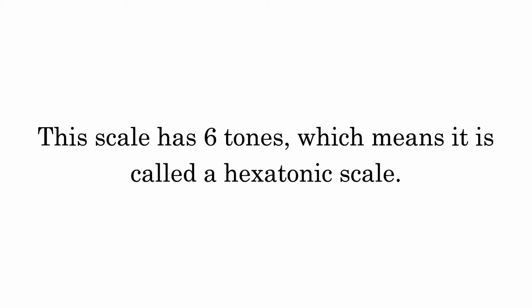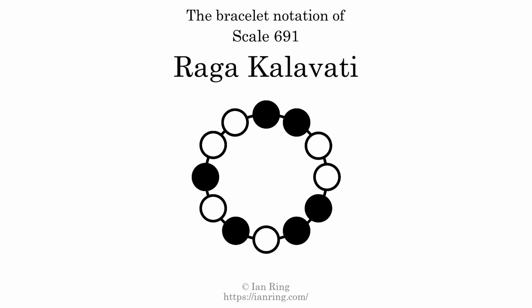This scale has 6 tones, which means it is called a hexatonic scale. This is a bracelet notation diagram of scale 691. The shaded circles represent tones that appear in the scale, and they are read clockwise, starting at the top.